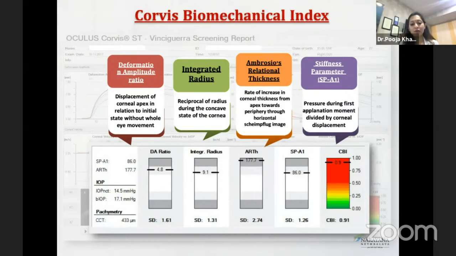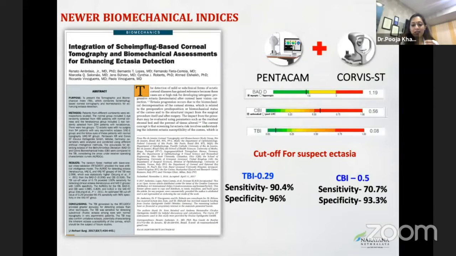So the most important index we have to know here is the Corvis biomechanical index, which is a combination of multiple parameters. As it is a combination of multiple parameters, it is a stronger parameter. It has the deformation amplitude ratio, integrated radius, Ambrosio relational thickness and stiffness parameter, and based on all this, it gives you a CBI index. So for the CBI index, below 0.28 it is normal. Between 0.28 and 0.5 it is suspicious, and above 0.5 is abnormal.